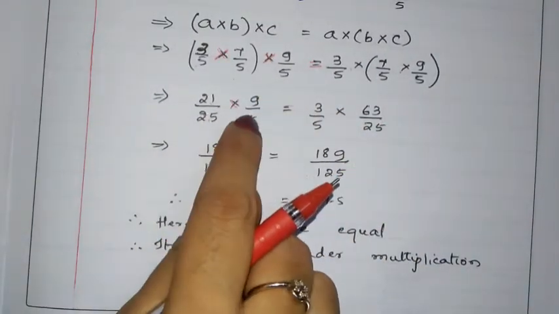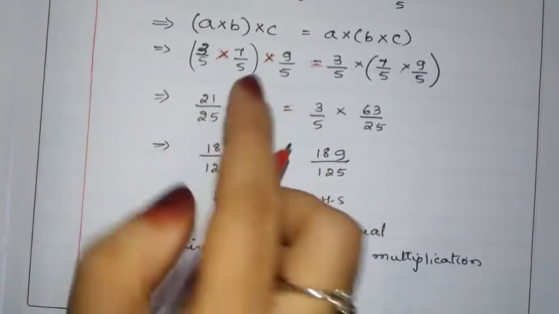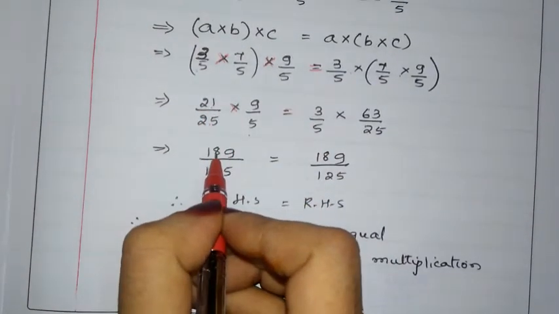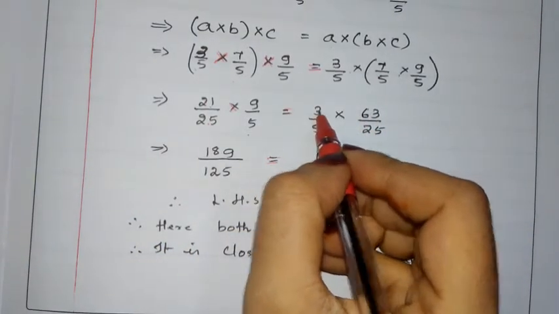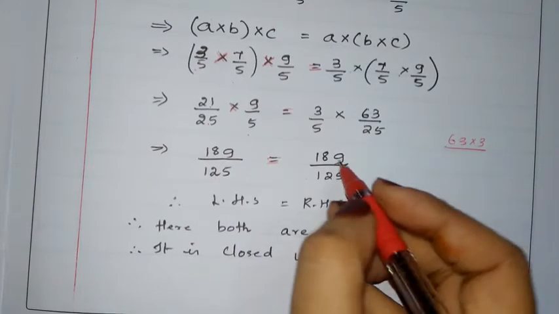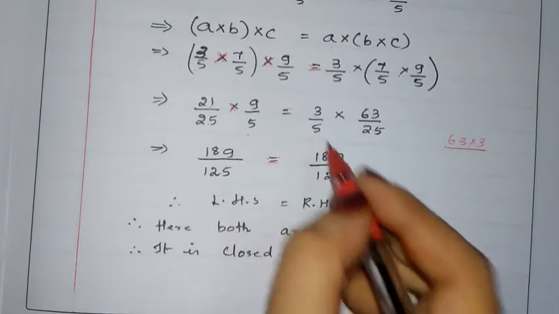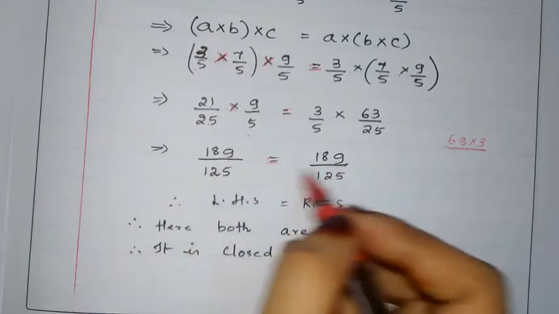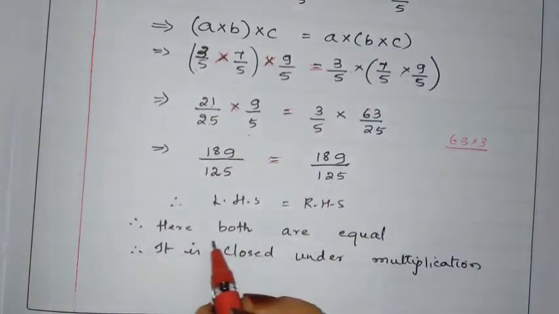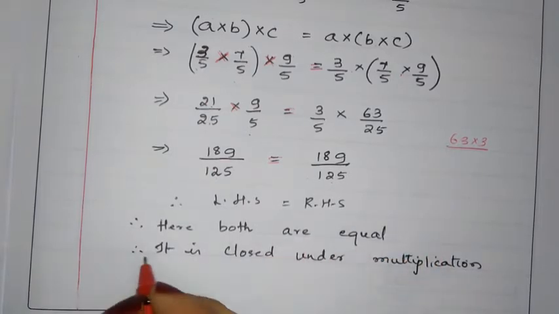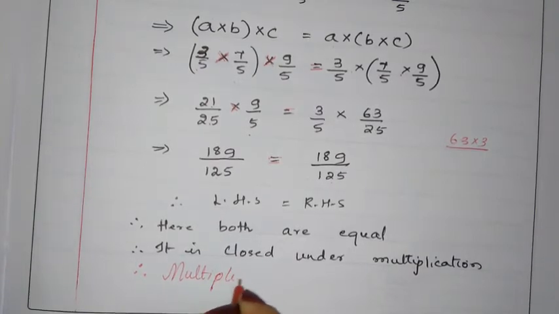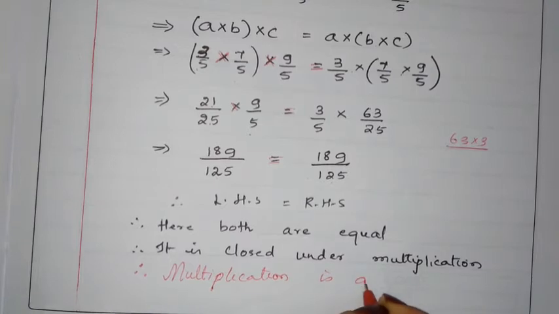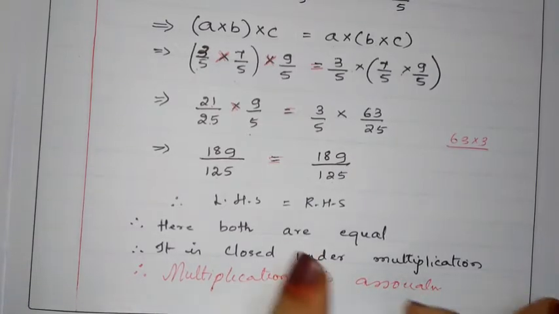Okay, let us see now. Again we cannot cancel. So 21 into 9 is 189, 25 into 5 is 125, equal to 63 into 3. If you do this, 63 into 3, you get 189 only, and 25 into 5 is 125. So here both answers are equal. LHS is equal to RHS. Therefore it is closed under multiplication, or you can write multiplication is associative in rational numbers. So we are learning rational numbers, so we have to focus on rational numbers.